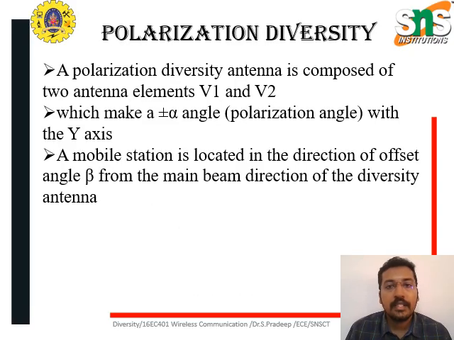In polarization diversity, the transmitter transmits signals with different polarizations. The receiver has antennas with corresponding polarizations to receive the signals. The receiver then combines the received signals, often using a selection combining technique. The combined signal is more robust to fading than either polarization alone.